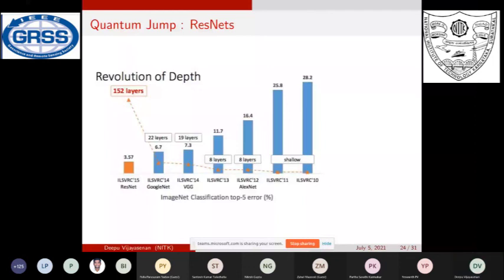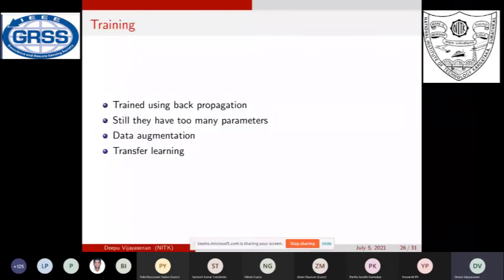Okay, I will skip this slide. And one small thing about the convolutional neural network is the training of the convolutional neural network. That's the last part that I want to cover. I think we will finish it.